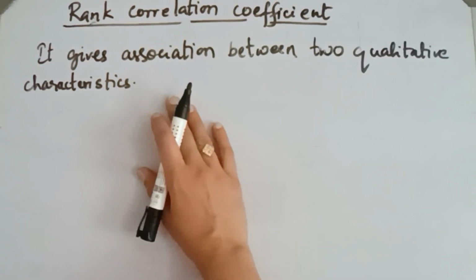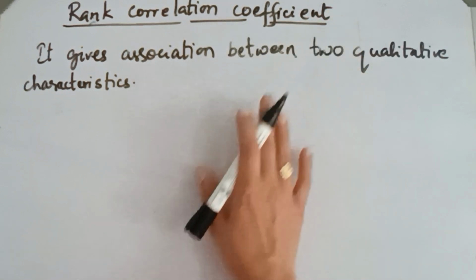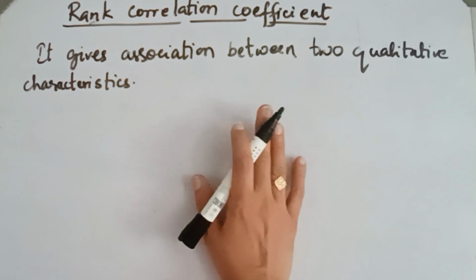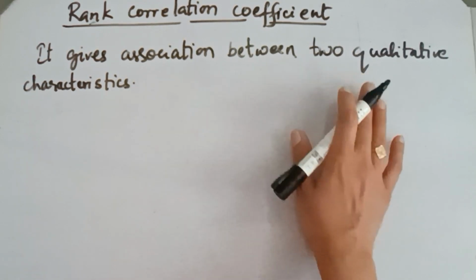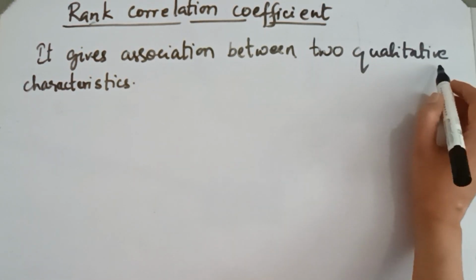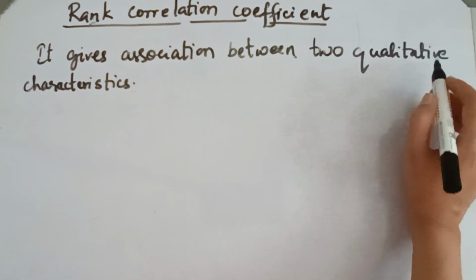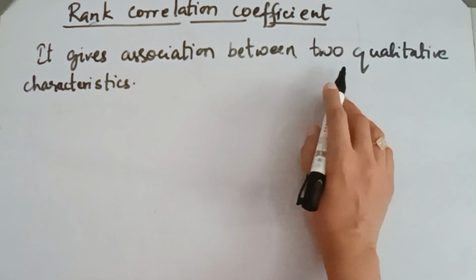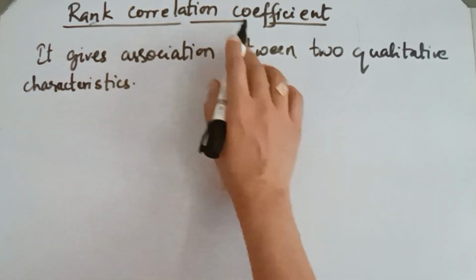In this video, I'll explain the concept of rank correlation coefficient. In the previous video, I have already explained the correlation coefficient, which tells you the association between two quantitative characteristics. When the characteristics are qualitative in nature, that means you can't measure them numerically, in such cases, to find out the association between those two qualitative characteristics, we use the rank correlation coefficient.